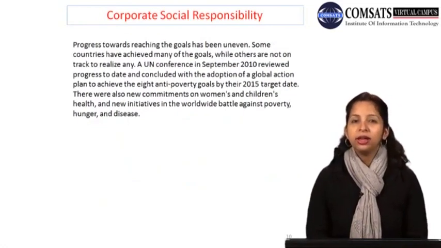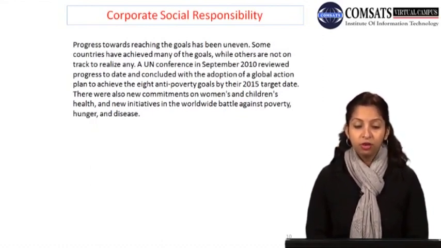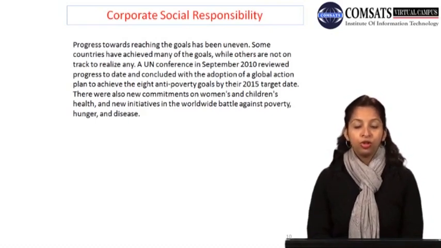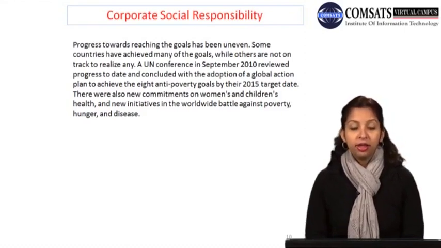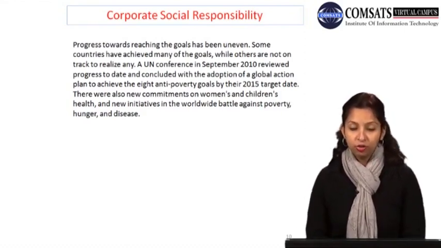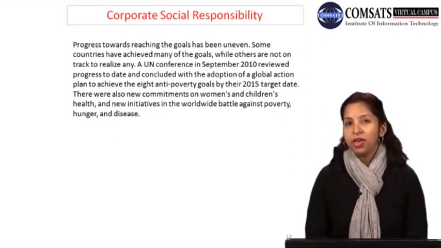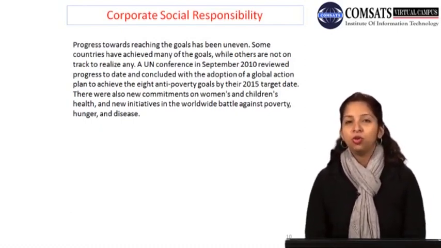Now, progress towards reaching the goals has been uneven. Some countries have achieved many of the goals, while others are not on track to realize any. A UN conference in September 2010 reviewed progress to date and concluded with the adoption of a global action plan to achieve the 8 anti-poverty goals by their 2015 target date. There were also new commitments on women and children's health and new initiatives in the worldwide battle against poverty, hunger and disease. So basically, efforts are happening, things are moving, the UN is showing its commitment.